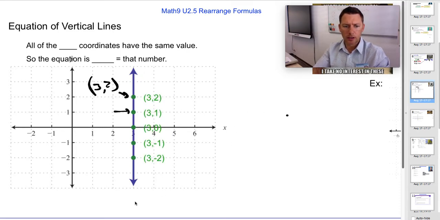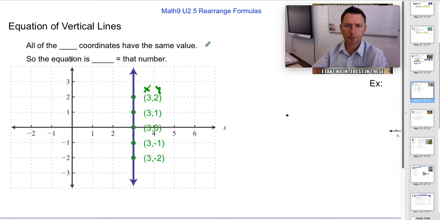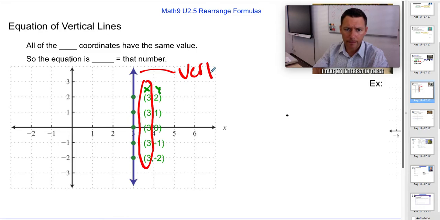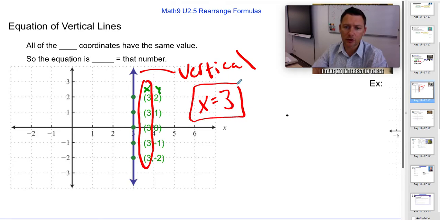Okay, so if you noticed as you wrote all these out, this is over 3 up 2, over 3 up 1, over 3 up 0. All of these have the same x value, right? And the y value doesn't get to play in the equation. So this line is vertical, yeah? And what you'll notice is that in all vertical lines, the x value is equal to the same number. And so this is the equation for this vertical line, yeah?